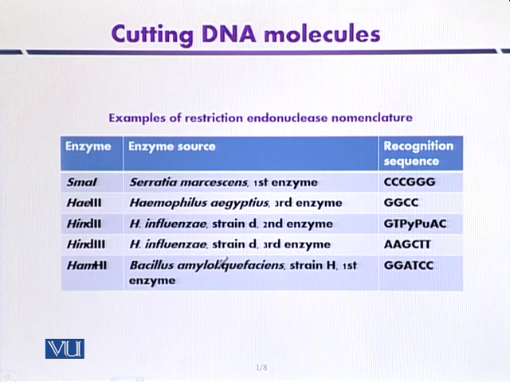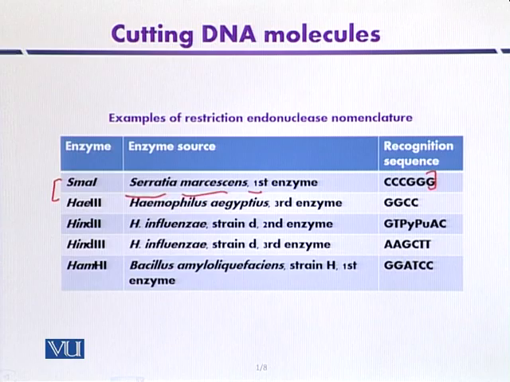If we take the first example, SMA1: this enzyme was isolated from Serratia marcescens. S is from the genus name and MA from the specific epithet, and it was the first enzyme isolated. So the name SMA1 was given, and this is the recognition sequence, a 6 base pair recognition sequence, CCCGGG.